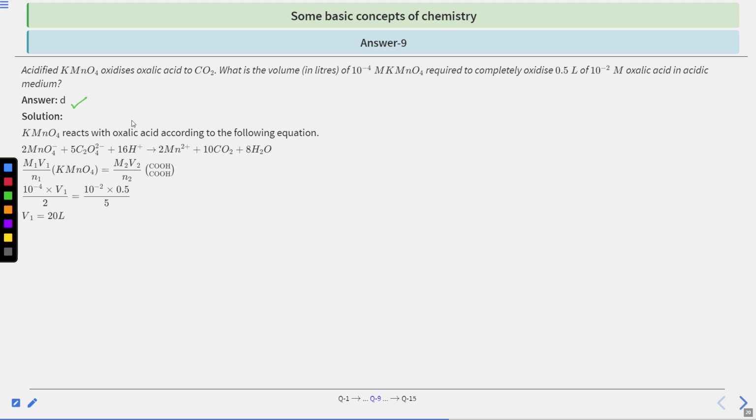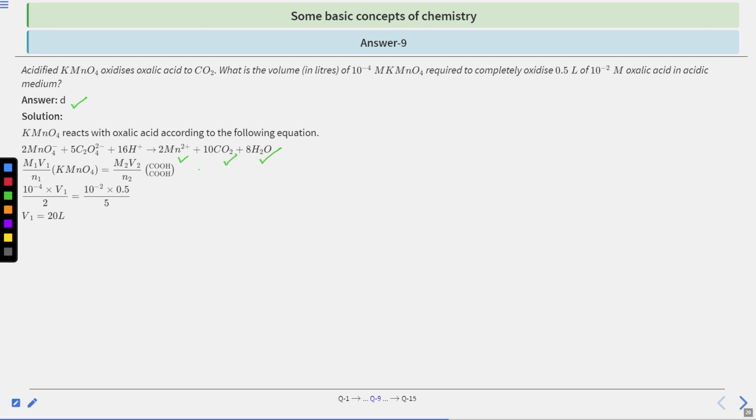So KMnO4 reacts with oxalic acid according to the following equation. The equation is given here: 2 MnO4 negative plus 5 C2O4 2 negative plus 16 H positive ions will give you 2 Mn2 positive, 10 carbon dioxide and 8 water.